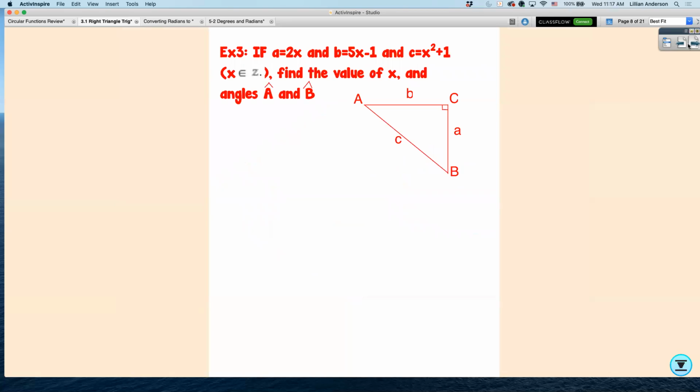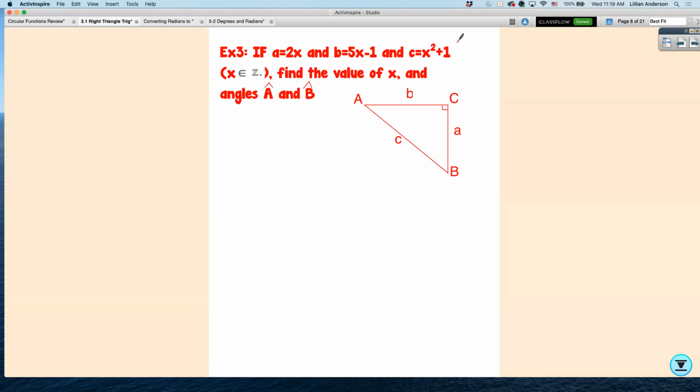So let's take a look at an example, applying a few of these concepts, okay? A few of these concepts: right triangle trig, special right triangles, and angles of elevation and depression. This problem's really interesting because it says if a is equal to 2x, b is equal to 5x minus 1, and c is equal to x squared plus 1, x is an element of Z, which are integers. Find the value of x, angle A and angle B.